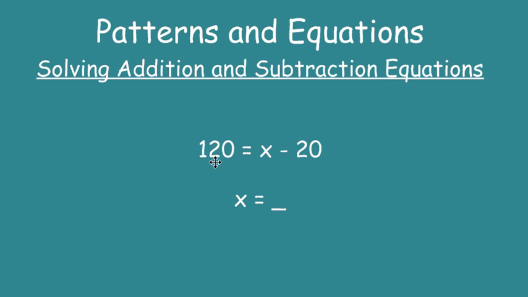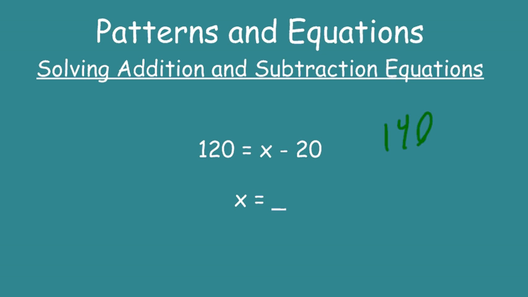So if I look at this problem, I have 120 equals x minus 20. So x, we know, since it's a subtraction problem, x is going to be larger than 120, since I'm subtracting 20 away from it. So what minus 20 is going to give me 120? So if I had 140 minus 20, that would give me 120.